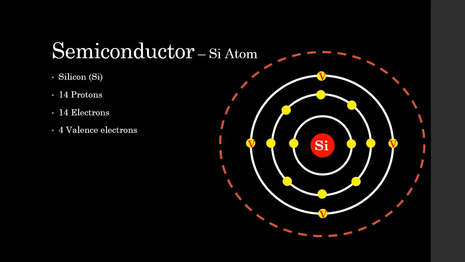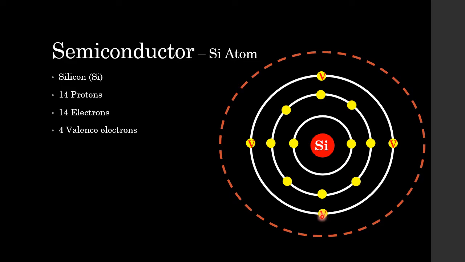And here we have it, the silicon atom. Now, because silicon is from the 14th group, we know it's got 14 protons and 14 electrons. And of those 14 electrons, we know that 4 of them are valence electrons. If you're unfamiliar with valence electrons, these are the electrons on the outermost shell of our silicon atom. So you can see here we have 1, 2, 3, and 4 valence electrons.